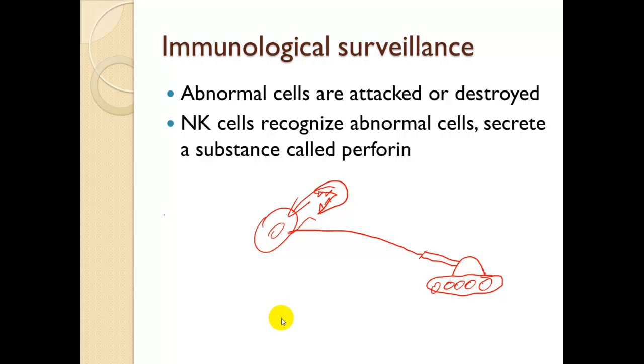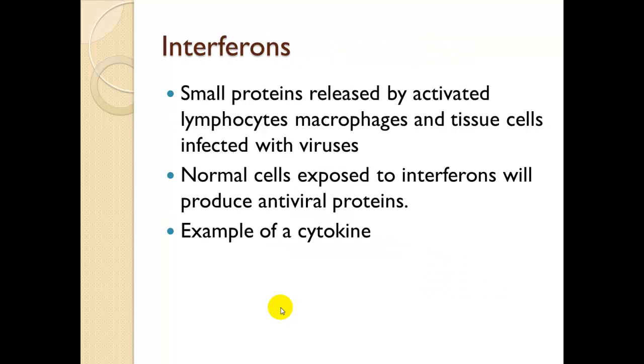The macrophages are like sharks in the water. They're like a great white shark. They smell blood in the water and they're going to come find out what's going on. Interferons: small proteins released by activated lymphocytes, macrophages, and tissue cells infected with viruses. Normal cells exposed to interferons will produce antiviral proteins. An example of an interferon is a cytokine.